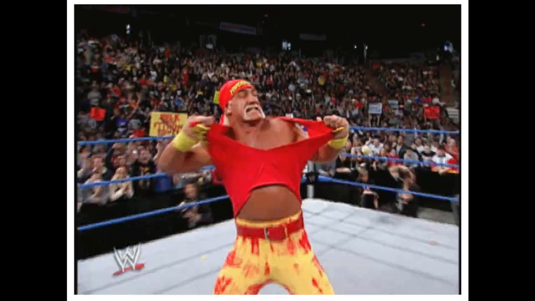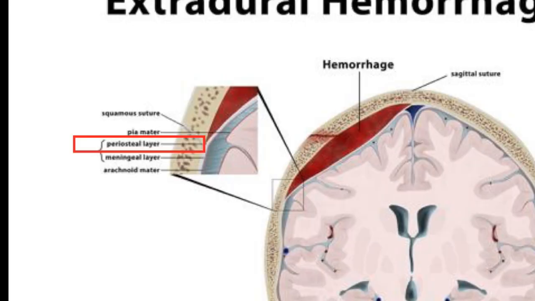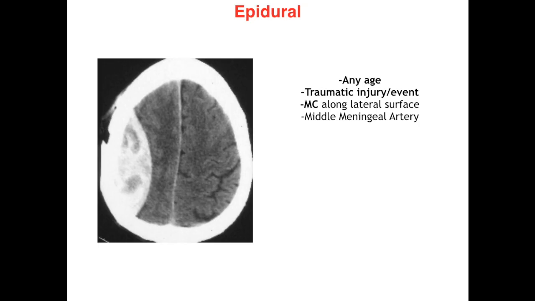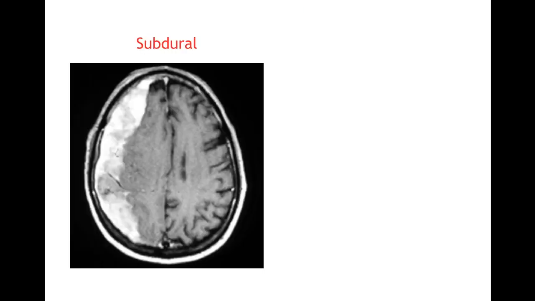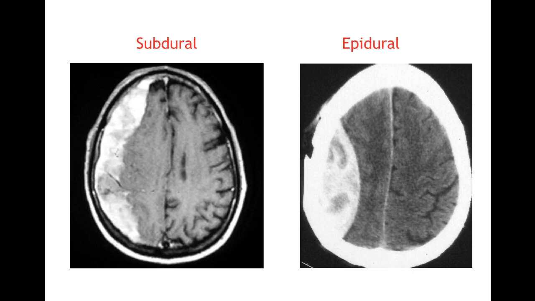So the pain and pressure created by an epidural hematoma is profound and requires immediate evacuation to release pressure. Along with the acute onset headache, the patient will experience the lucid interval, being initially conscious post-trauma, but ultimately losing consciousness. And the CT or MRI will show a biconcave or football-shaped bleed that does not cross suture lines. And that's it for our first axial section and its correlates.